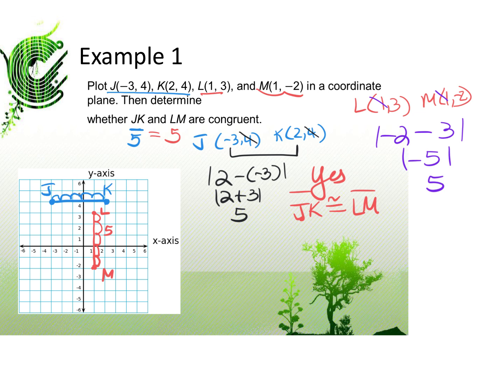So once you find the length of each one, if it turns out to be the same length, then you're going to say, yes, they're congruent. If they were different numbers, let's say JK was 4 and LM was 5, then you would state that they are not congruent.